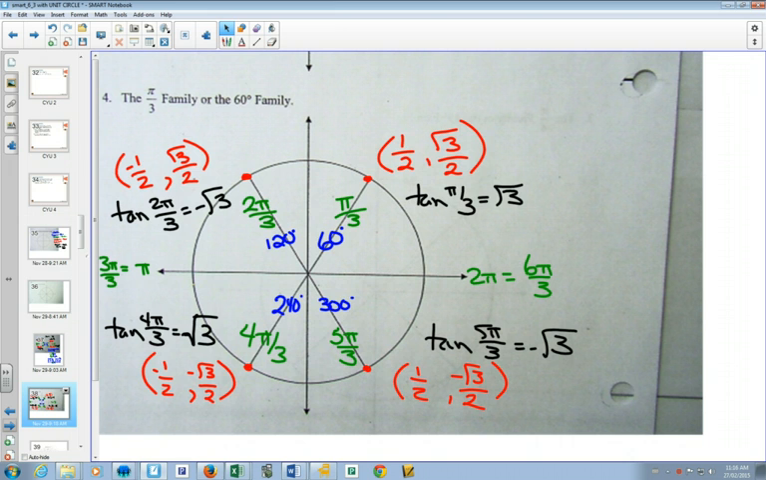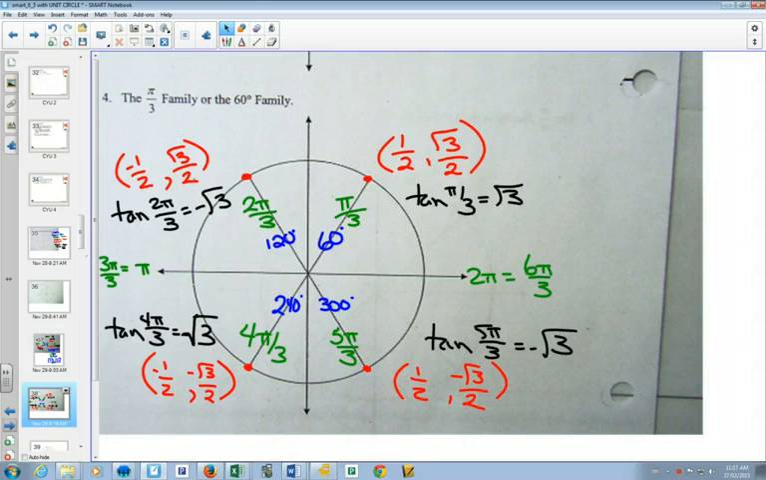Zach was the last one, so Zach, pick someone to say what cos of 2 pi over 3 is. Cos of 2 pi over 3. Negative 1 over 2. Sine of 5 pi over 3. Kevin, pick someone. Eric. Sine of 5 pi over 3. Negative root 3 over 2.